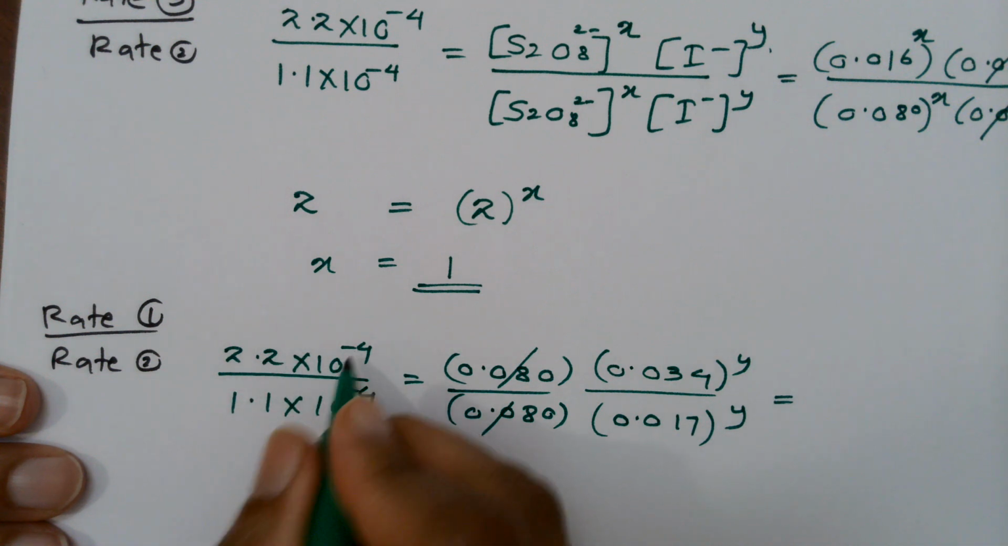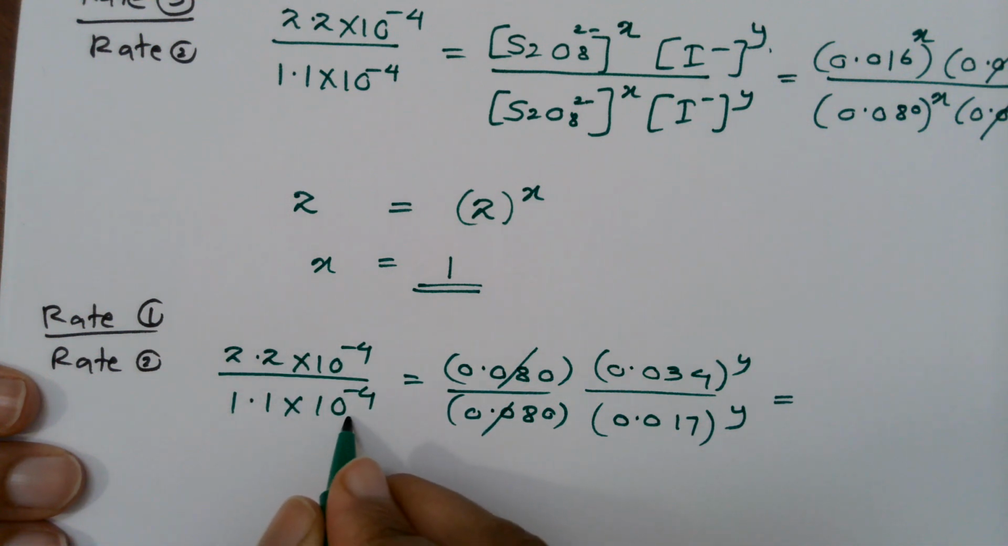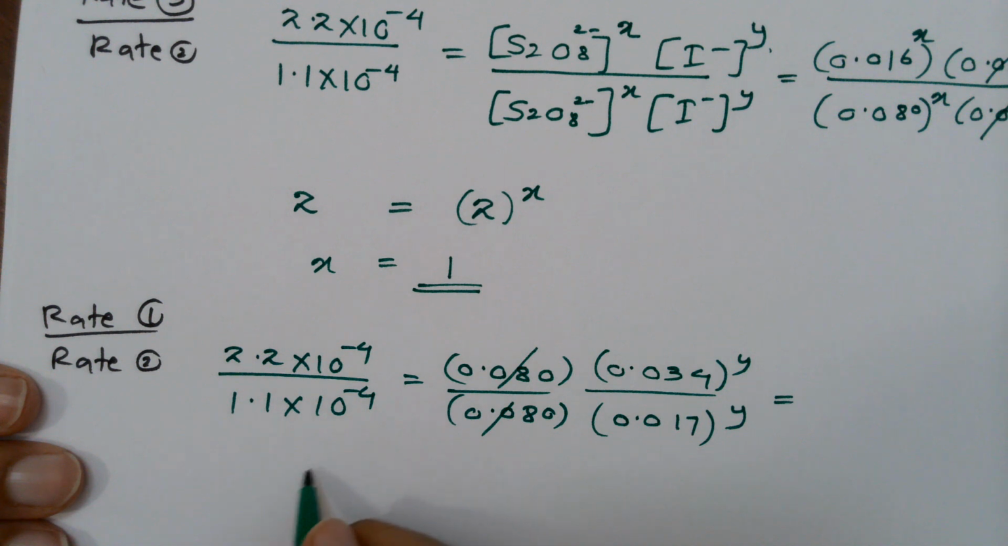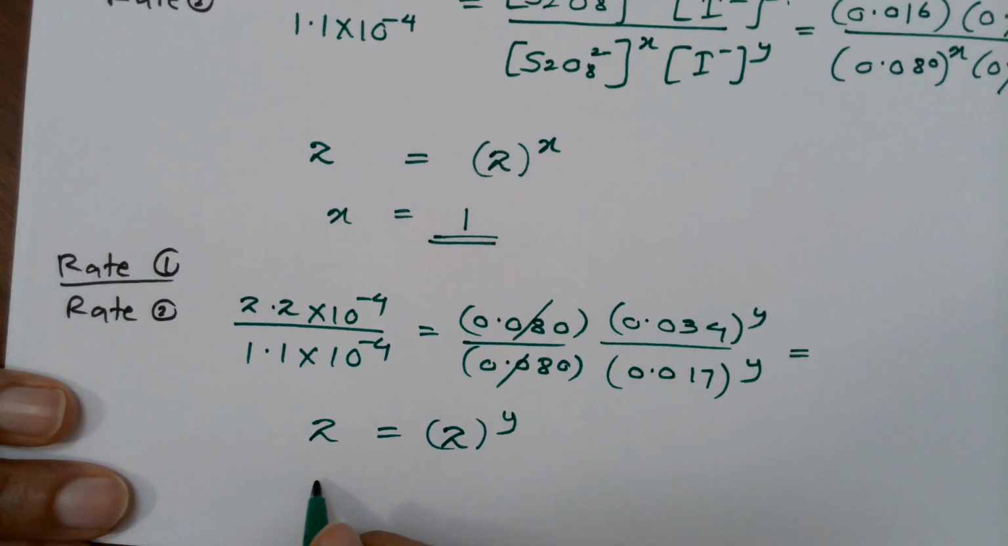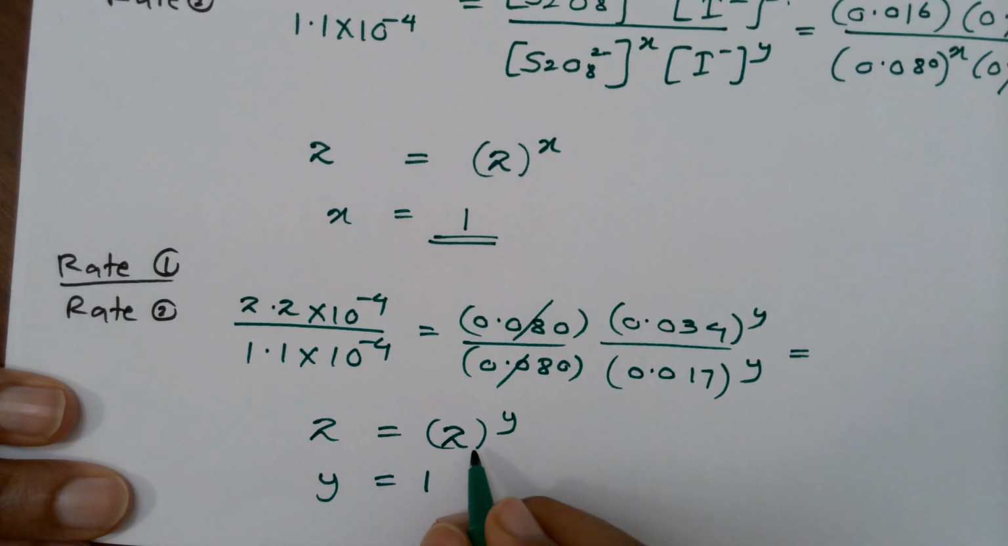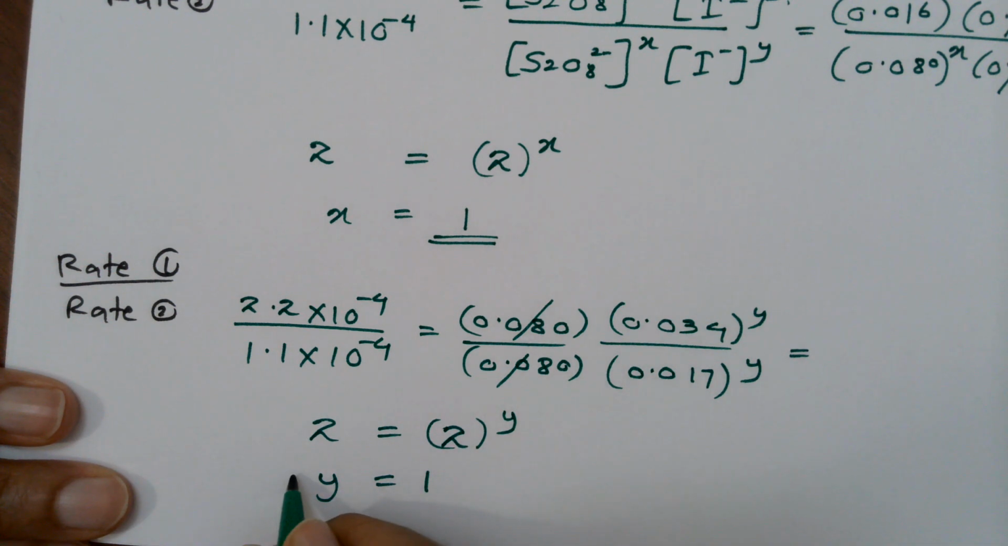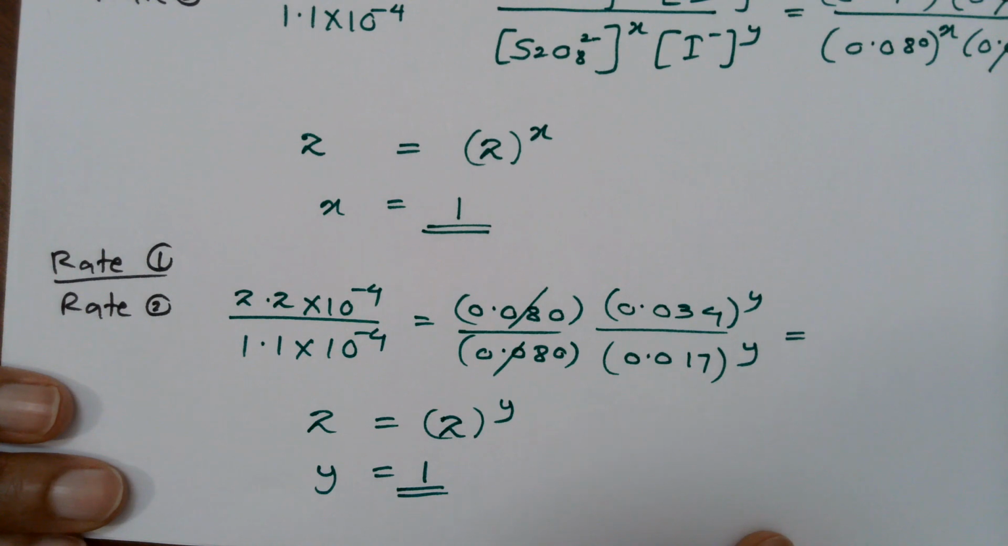So the answer is 2.2 times 10 to the negative 4 divided by 1.1 times 10 to the negative 4, that is 2. So 2 is equal to 2 to the power of y. Again the answer is y is equal to 1. So 2 to the power of 1 is equal to 2, so y is equal to 1. Now we found x and y both.